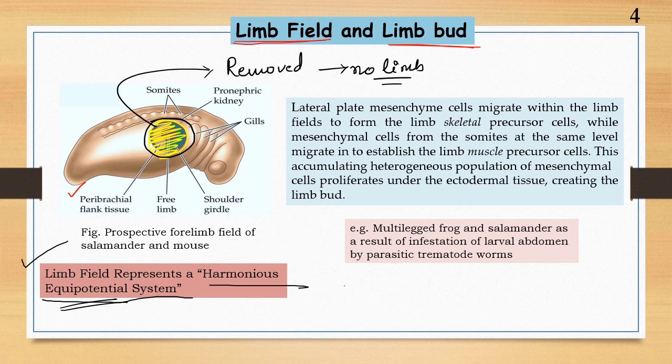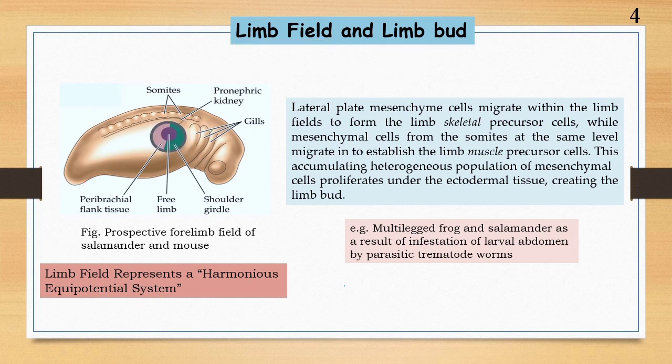Now the second point is the limb bud. What is this limb bud? For limb bud formation, there are two precursor cell types. Lateral plate mesenchymal cells are the precursors of skeletal cells, and somite cells are the precursors of muscle cells.